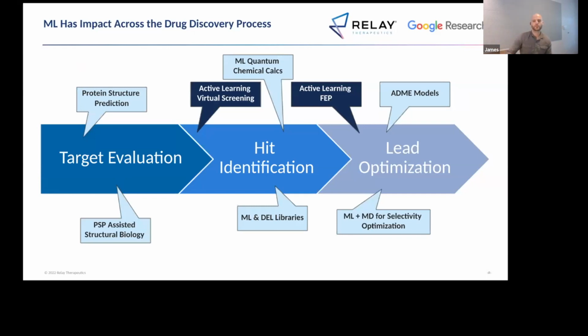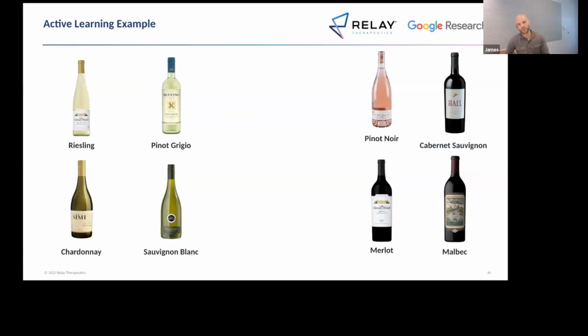To show an example of active learning before we get into molecules specifically, consider trying to find the best tasting wine, or your favorite wine, or a wine that pairs well with a specific meal. There are way too many wines that exist right now. It would be impossible to taste and try each and every one. So you need a strategy to pick which wines you're going to try to taste and which ones you're just going to skip or ignore.